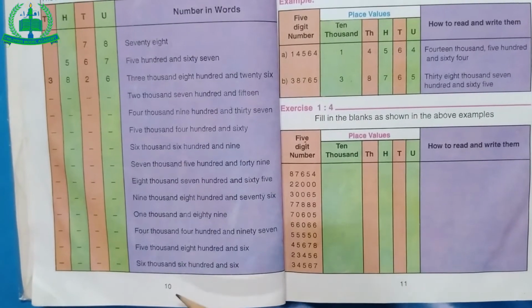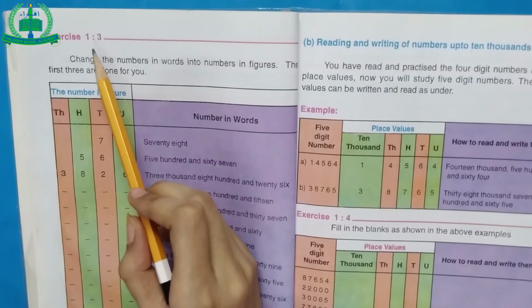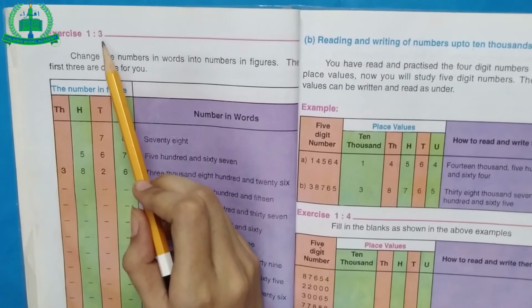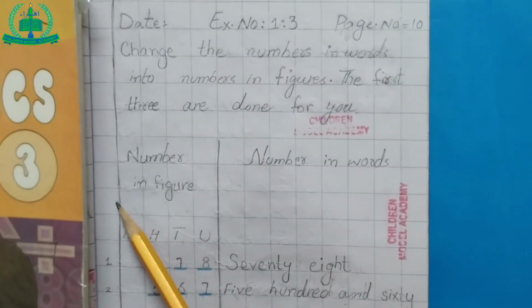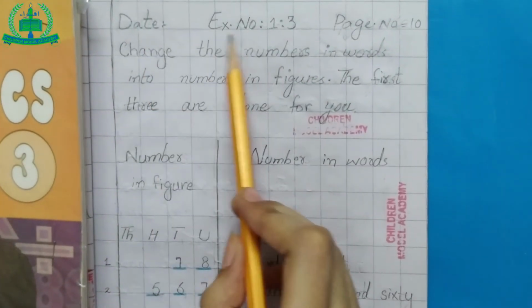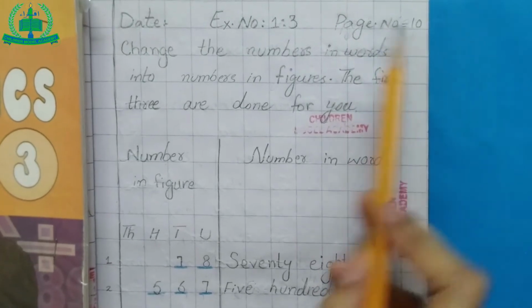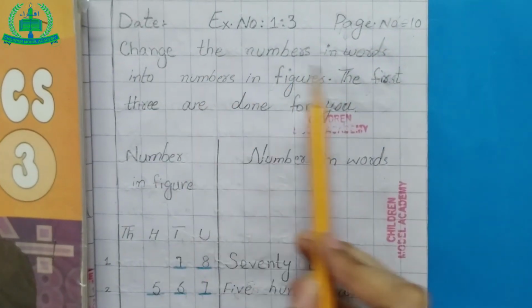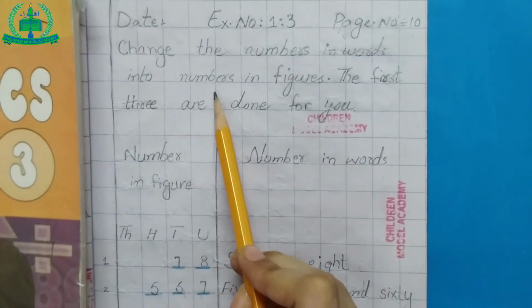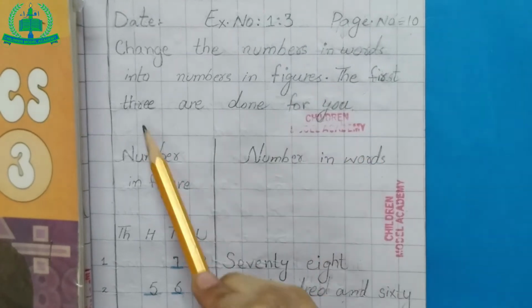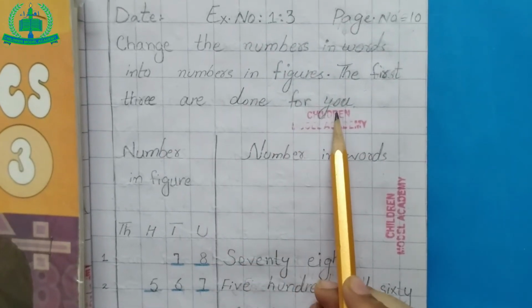Open your book, page number 10. Exercise number 1.3. Draw a margin. Mention date. Exercise number 1.3, page number 10. Question: change the number in words into numbers in figures. The first three are done for you.